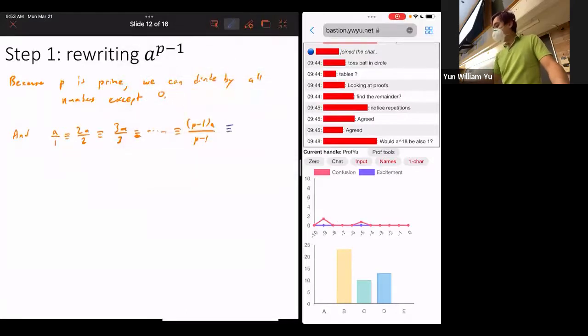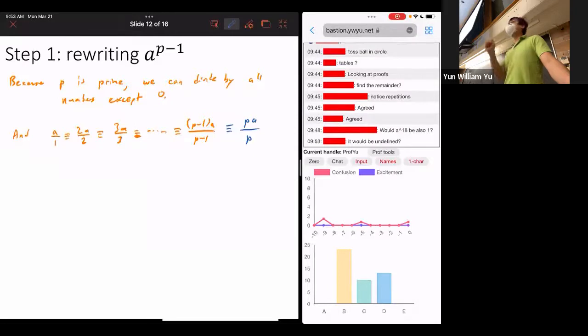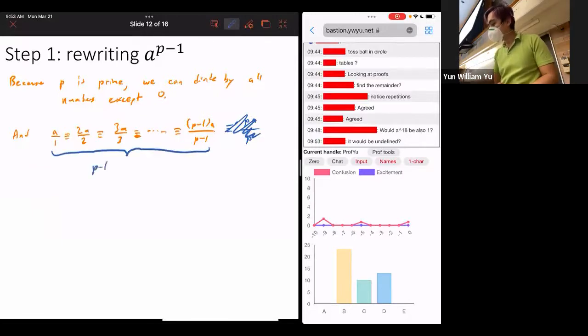So why can I not write this? Why is that wrong? Exactly, it would be undefined. This is wrong because p is congruent to 0, and you can't divide by 0. But you have all these other things that you can divide by, and so these are all different ways of writing out a. So what we have now is p minus 1 ways of writing a. And this is where the p minus 1 in our theorem comes from, somehow. You can do p minus 1 different ways of dividing, but you can't do p different ways of dividing because you can't divide by 0.